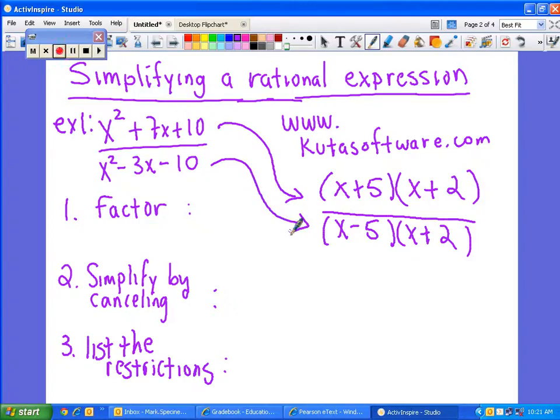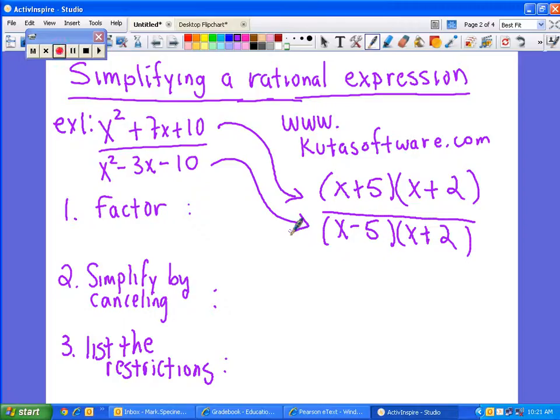Okay, step number 2 is to cancel. What do we cancel? The 2's. Why can we cancel these 2's, Jillian? Because they're exactly the same. Well, but why? What is x plus 2 divided by x plus 2? 1. So that's the next step, is to look for 1s.